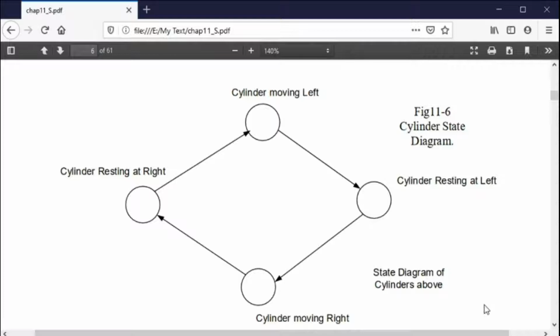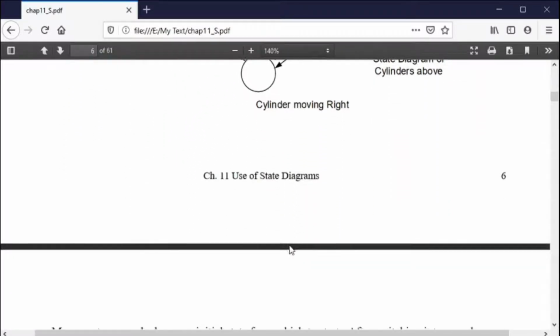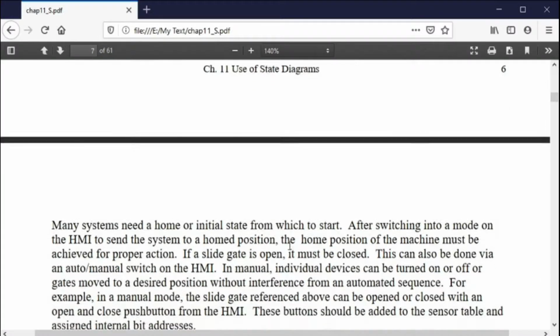Sometimes we have two cylinders, sometimes we have three cylinders, sometimes we have more than that. Sometimes we have something that is entirely different from cylinders, but anytime you see a pneumatic cylinder or a hydraulic cylinder, but especially a pneumatic cylinder, you're going to find state diagrams are going to help you, probably, with your programming. Okay.